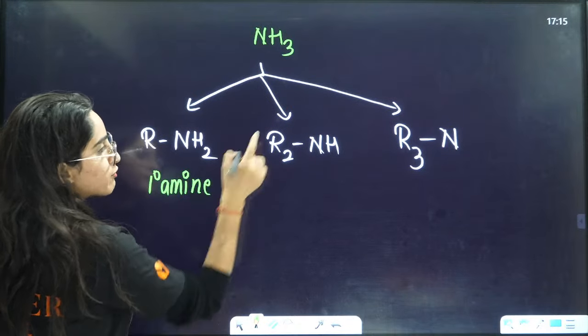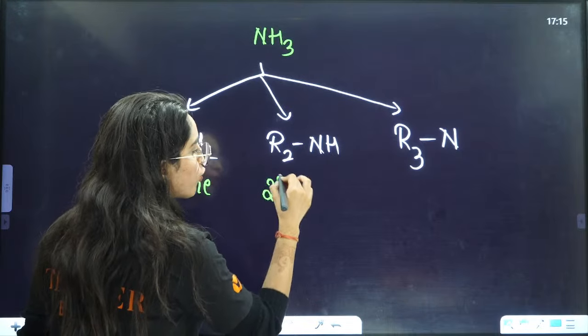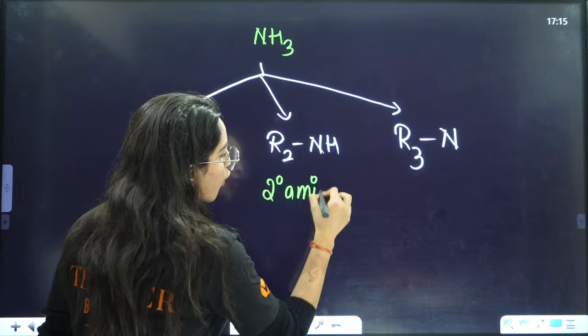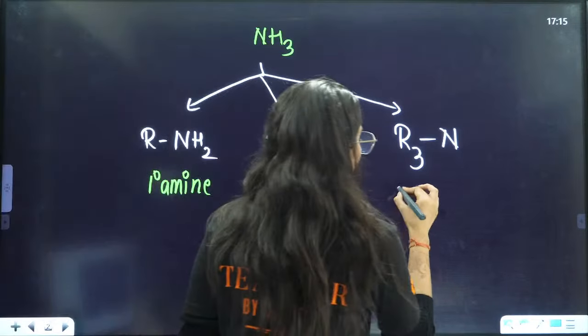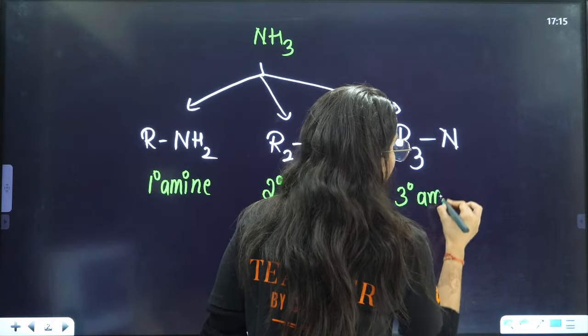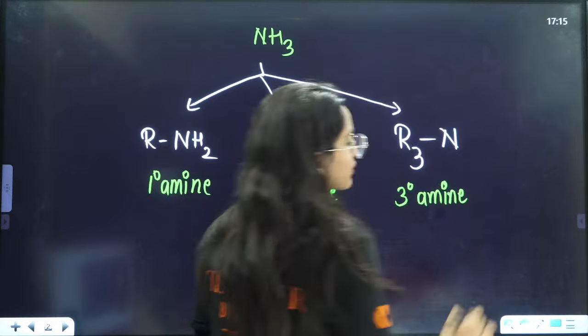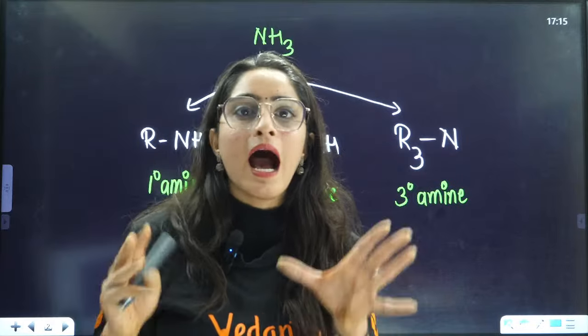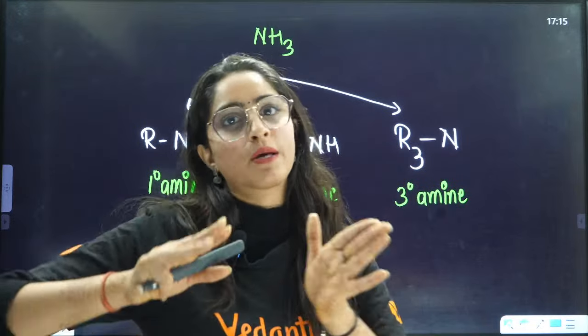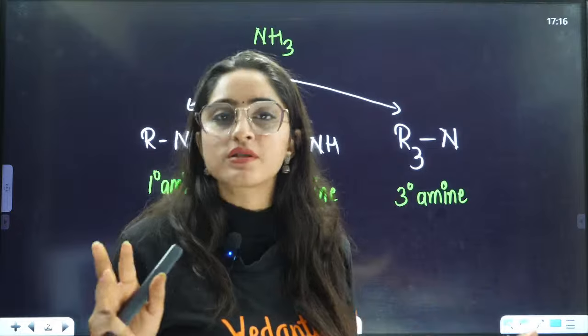When 2 hydrogens are replaced, that is called 2 degree amine. When 3 hydrogens are replaced, that is called 3 degree amine. Right, so regarding the IUPAC naming, I'll teach you separately of all the groups that we have studied till now.